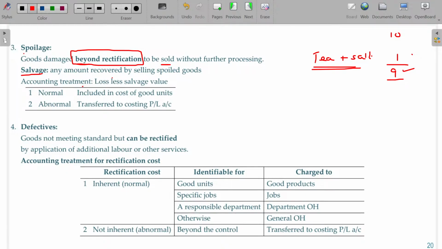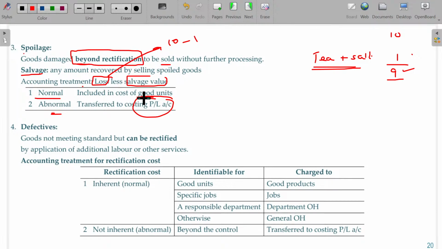Okay, accounting treatment: the loss less the salvage value. The loss is nothing but what the entity has lost, and the amount recovered by selling this being 1 rupee, 9 rupees will be your loss. If it is normal, then it can be added to the good goods and recovered from the customer. In case of abnormal, transfer to P&L. Clear?